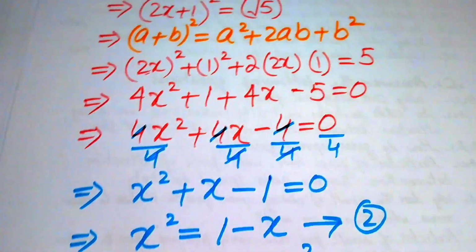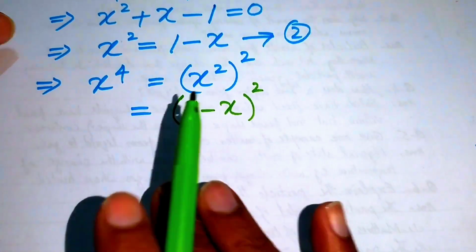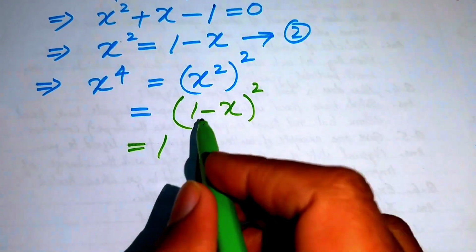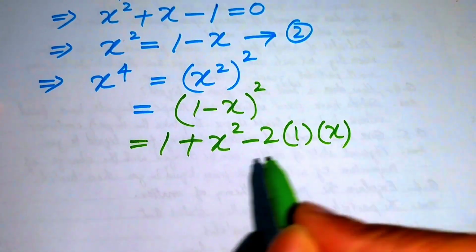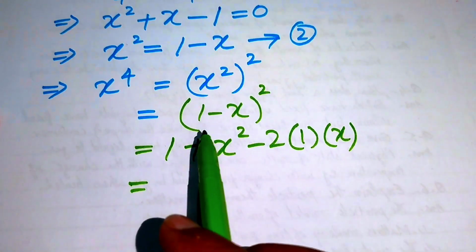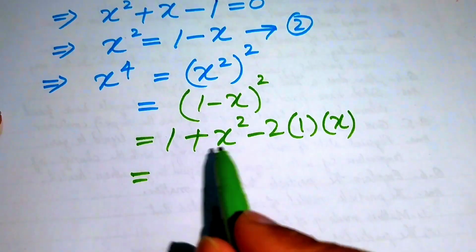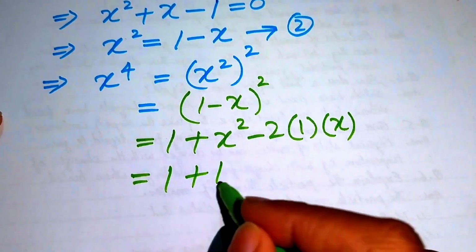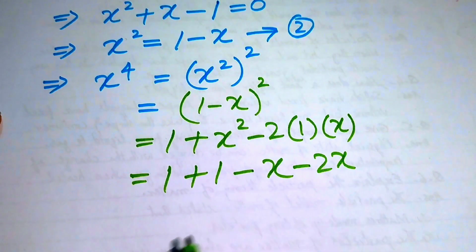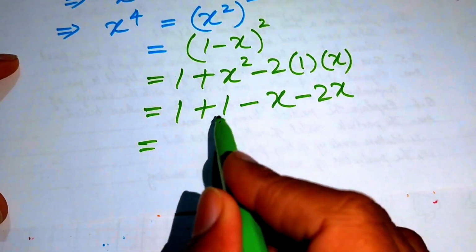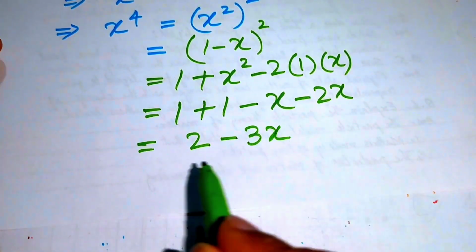Here we again use the square identity, and we write this expression as 1 square plus x square minus 2 times 1 times x. Here we put the value of x square from equation number 2, so x square equals 1 minus x. We put this value here, and you get 1 plus 1 minus x, and we multiply minus 2 by x, and we get minus 2x. So 1 plus 1 becomes 2, and minus x minus 2x equals minus 3x.